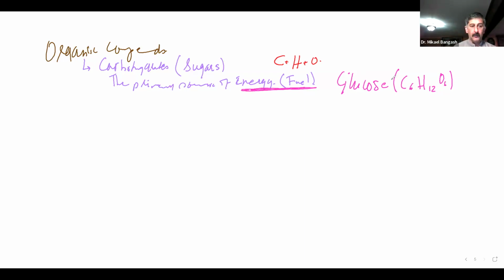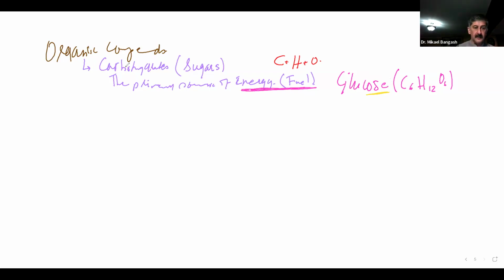Now, how would we know that a substance is a sugar, or as a matter of fact, a carbohydrate? That is determined by the ending "ose." So we can mainly say any substance that ends with "ose" is going to be a sugar, or a carbohydrate.